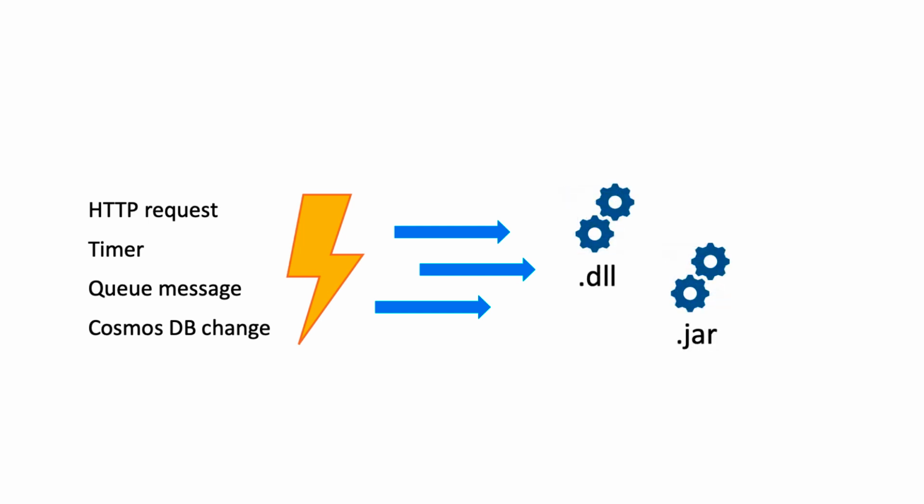For languages like C# and Java, you'll be taking an extra step of compiling your function into a DLL or a jar file first. And then when an event fires, your function is triggered, just like the other languages.